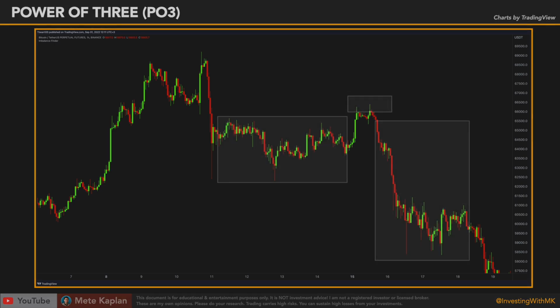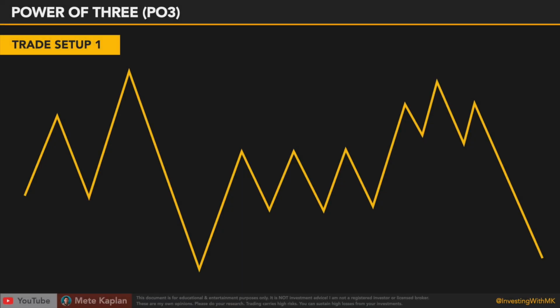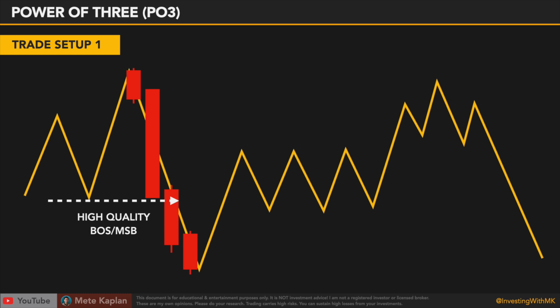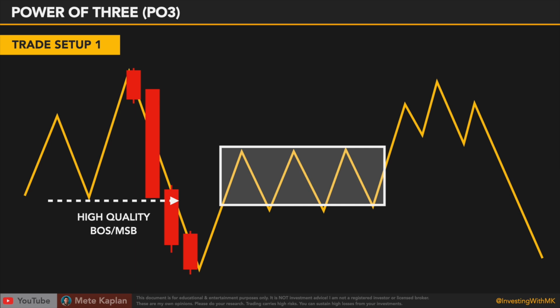Very clear structure. Let's talk about trading setups that you can use. First of all, combining high-quality breaks with the power of 3. Once you identify a high-quality break, you may wait for an accumulation phase. With this phase, the liquidity areas will appear. And then we wait for the manipulation phase. It is basically stop-loss hunting.